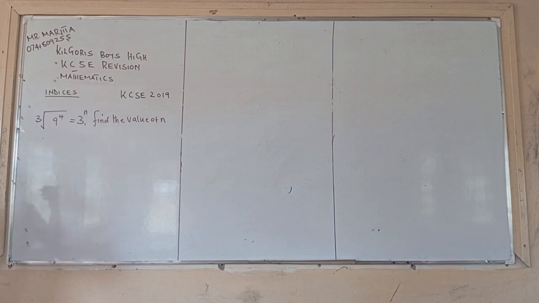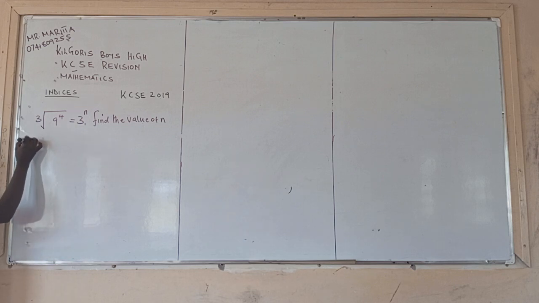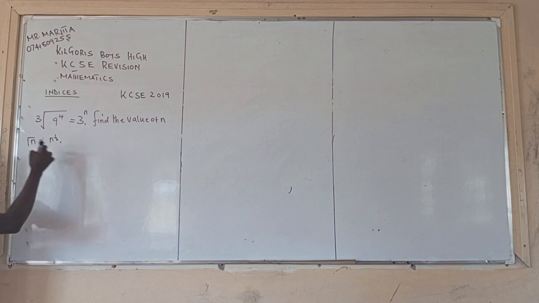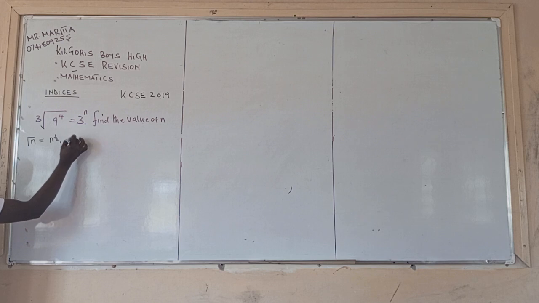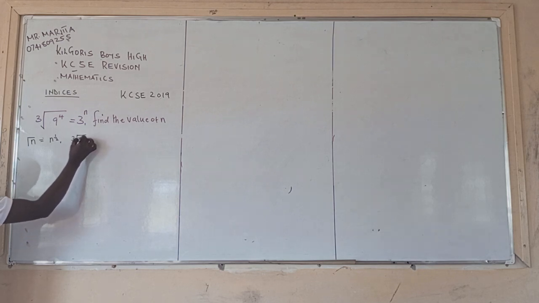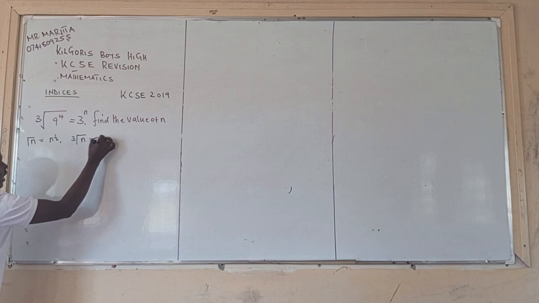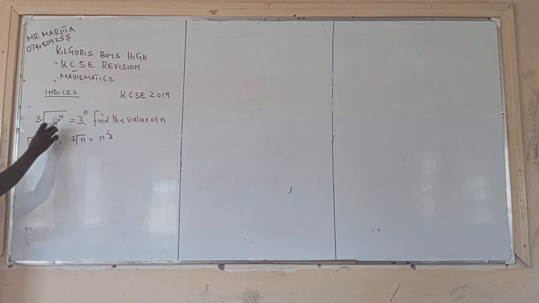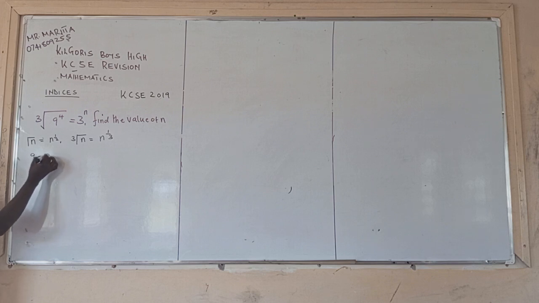What you need to understand is that if you have a square root of n, you can write this as n raised to 1 over 2. If you have a cube root of n, this can be written as n raised to 1 over 3. So here, we have a cube root of 9 raised to 4. First of all, we want to express this 9 as 3 squared.